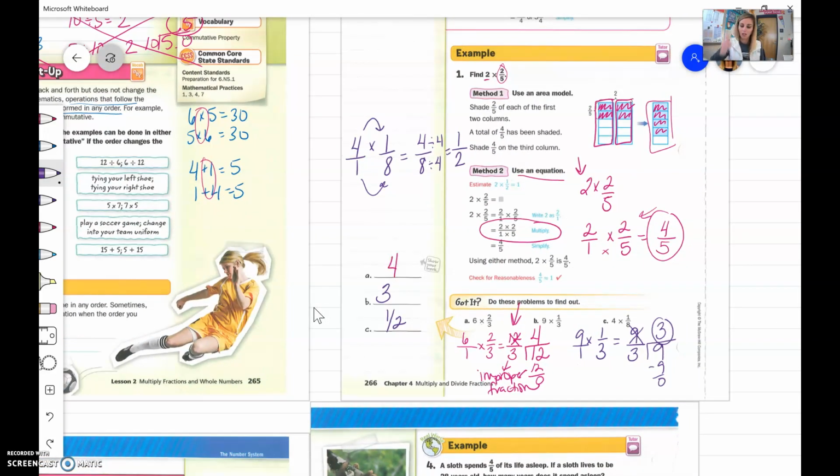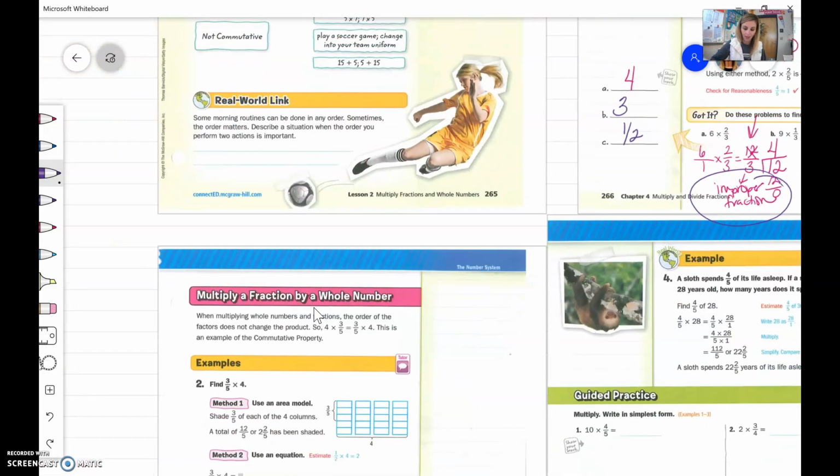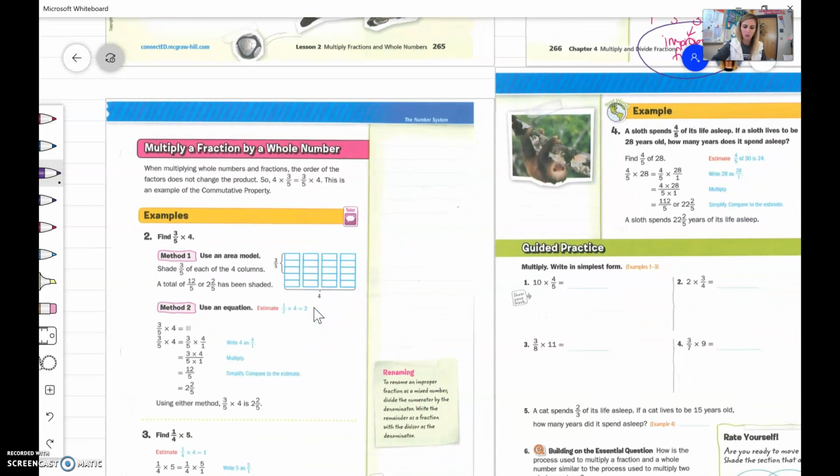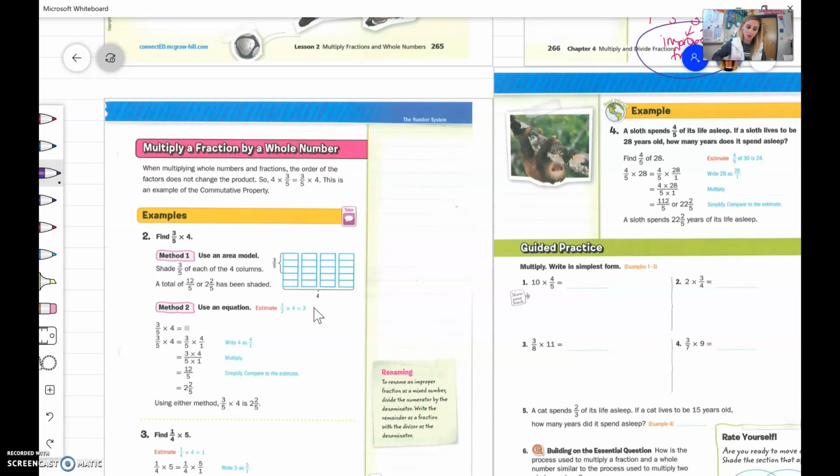Seems pretty easy. You just have to remember, if it's an improper fraction, that's very important, where your numerator is bigger than your denominator, you have to take your numerator and divide it by that denominator. You always have to simplify no matter what. Okay, so let's see, is anything going to change when we multiply a fraction by a whole number?